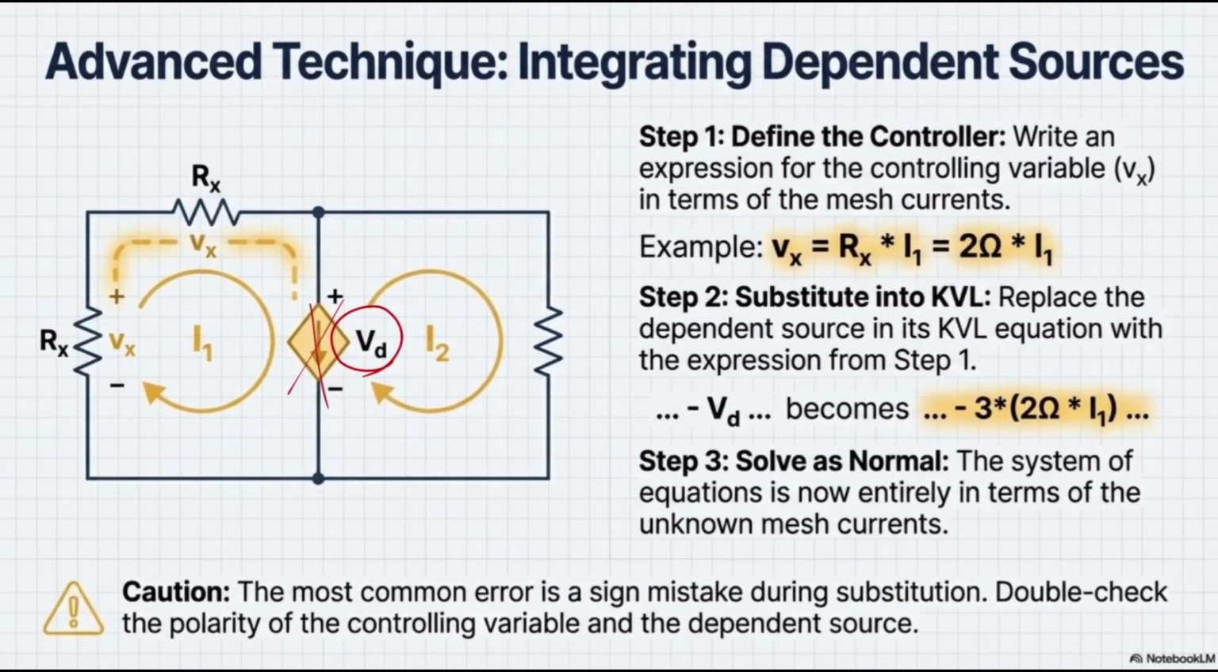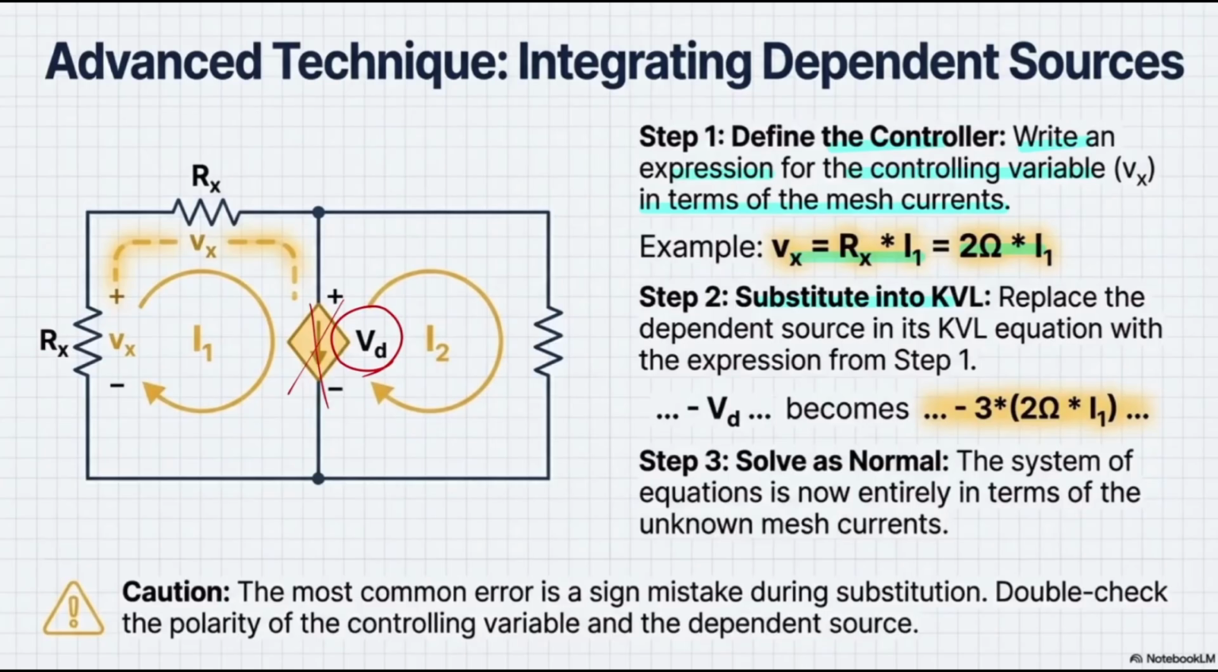So at this point, let's see. Define the controller. We are going to write an expression for the controlling variable Vx in terms of the mesh currents, right? Imagine that I do have it as Vx. So my Vx is going to be Rx times I1. For example, 2 ohms times I1. Then we have to substitute into the KVL.